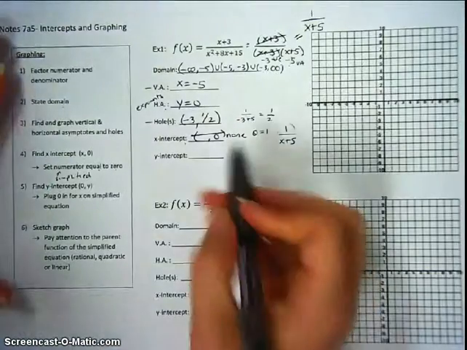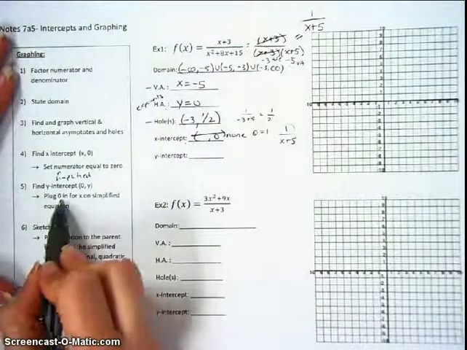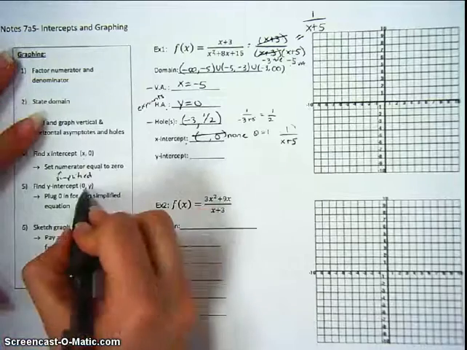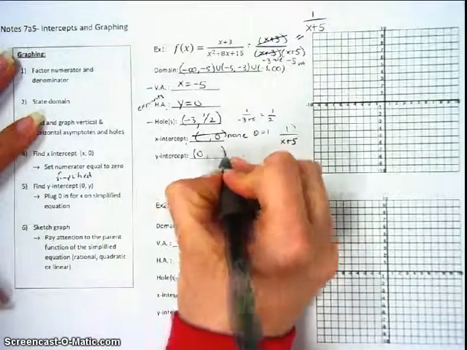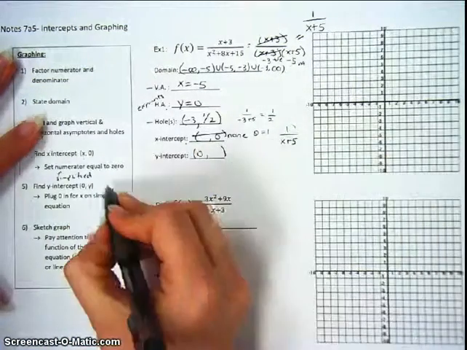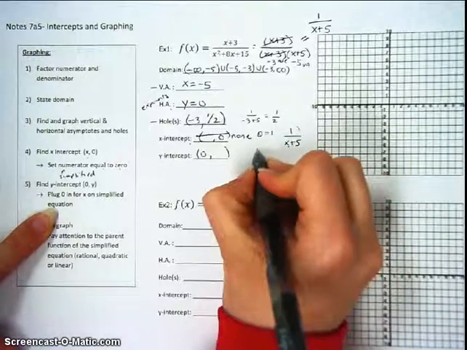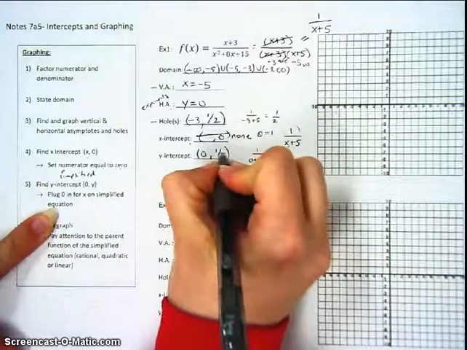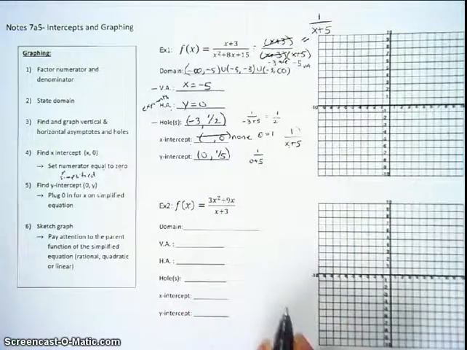My y-intercept, we're going to plug 0 in for x on the simplified equation. So this is going to be in the form 0 comma y, so 0 comma something. So when we plug it into my simplified in for x, we'll have 1 over 0 plus 5, which is just 1 over 5, or 1/5, which is 0.2.